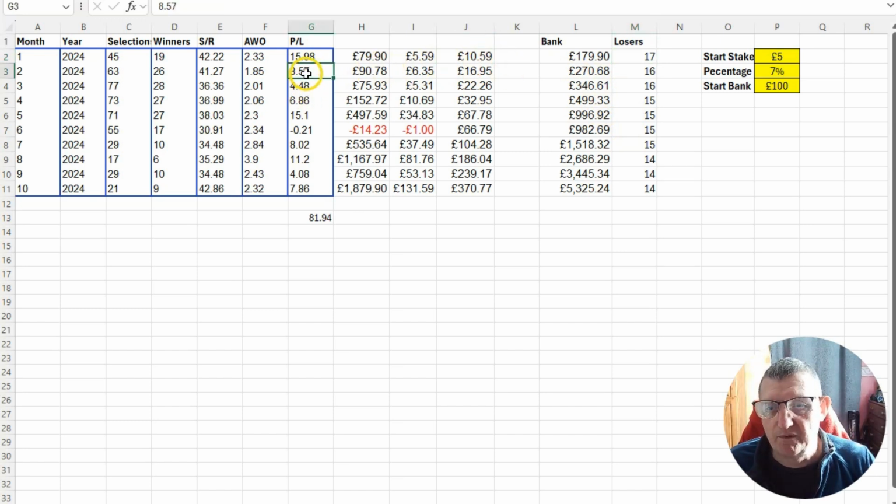We've won 8.57 points, so times that by £10.59 gives us £90. Again, we've taken 7%, added it to our stake, so our stake is now £16.95, and we go on and on until we get this loser here.